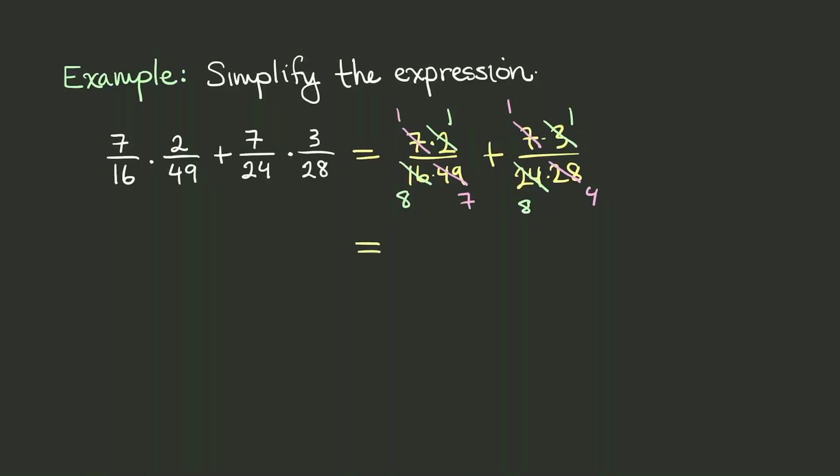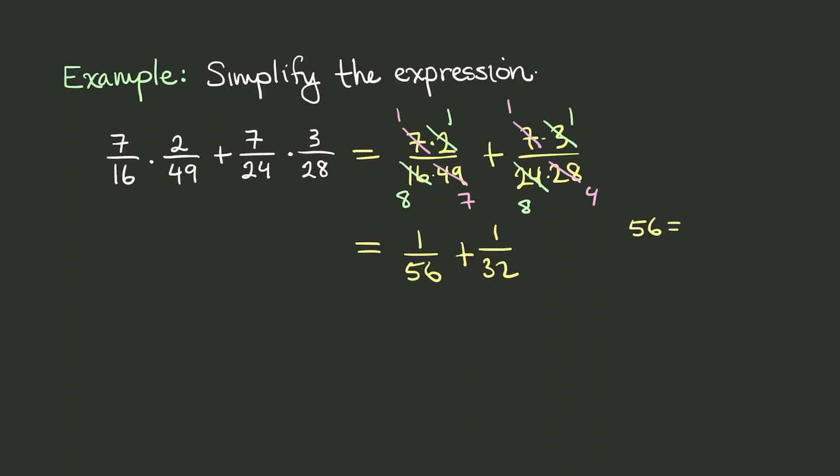So now in the first fraction, I have 1 times 1 over 8 times 7, which gives me 56. So now I have 1 over 56. And in the second fraction, I have 1 times 1 divided by 8 times 4, which gives me 32. So my next step is going to be to compute the least common denominator. I could do this by factoring 56 and 32.